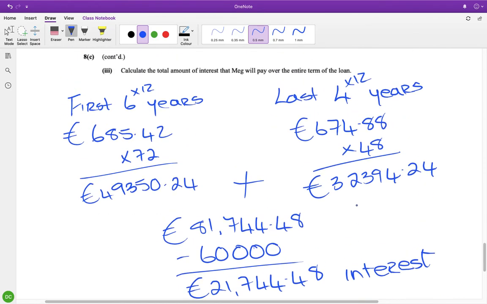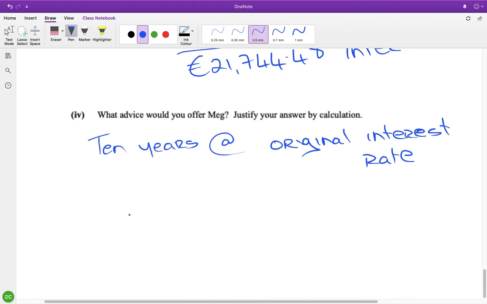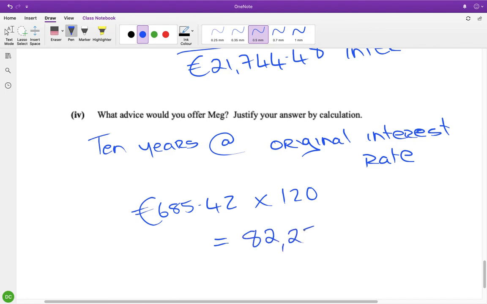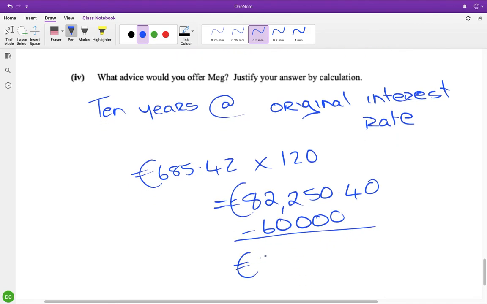So her original repayment was €685.42, and I did that for the whole 10 years, which is 120 months. €82,250.40 is what she would have paid in full, minus off the 60 grand that she actually borrowed, meaning she would have paid €22,250.40 in interest. So that's clearly a higher number than this number.